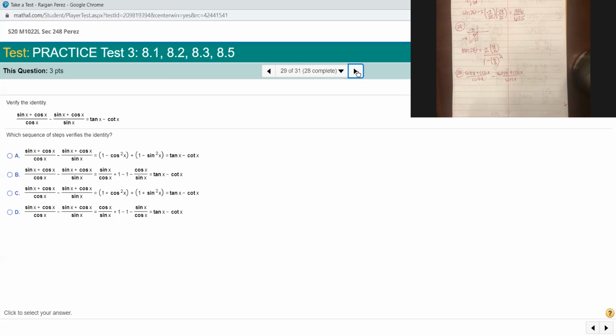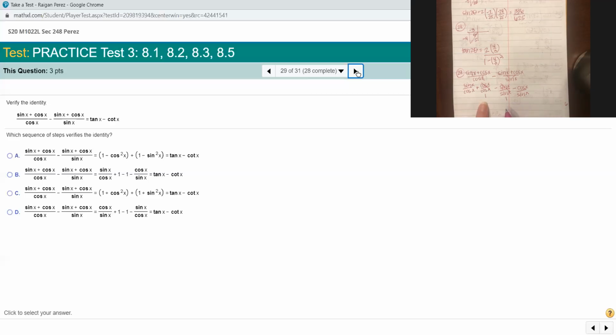Hang on, I'm looking to see. Actually, they didn't do a common denominator. They broke them up. So we would have sine x over cosine x plus cosine x over cosine x, which is just 1, minus sine x over sine x, which is 1. Do they distribute the negative? Yeah, minus cosine x over sine x. So what I basically did was I broke these fractions up, but these both became 1.